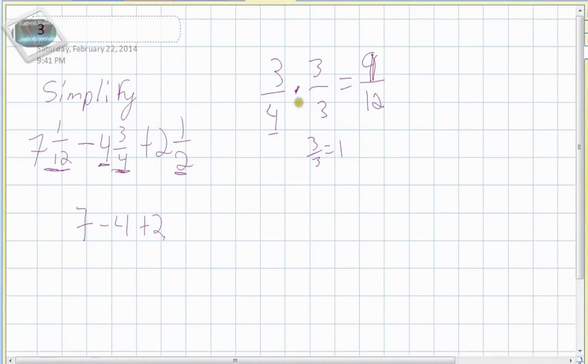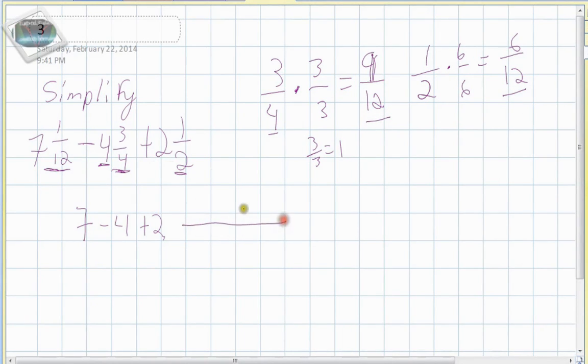So we're technically not changing the fraction, we're just changing it to a form that's usable for us. So now we're going to look at the 1/2. We're going to do the same thing. We're going to say 1/2 times what gives us a number over 12. Well, that's 6. So we multiply by 6 over 6, and we get 6/12. So now we have fractions that work with something over 12.